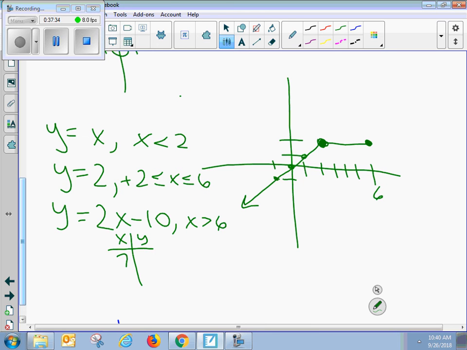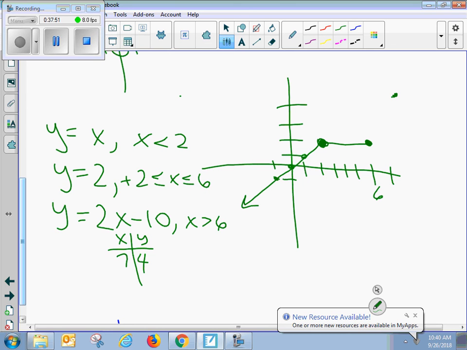How about 7? 7 times 2 is 14. 14 take away 10 is 4. Very good. So we have a point at (7, 4). How many points does it take to make a line? 2. So a third, we make sure you're correct, but it really only takes 2 points to make a line, and there would be the other part.